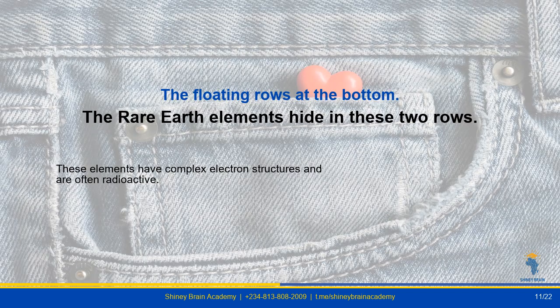You might have noticed those two detached rows at the bottom of the table. These are the lanthanides and the actinides. They are often placed separately to keep the table from becoming too wide. Many of these are the rare earth elements, which are vital for modern technology, from your smartphone screens to electric vehicle batteries. The actinides are particularly heavy, and many of them are radioactive and unstable.